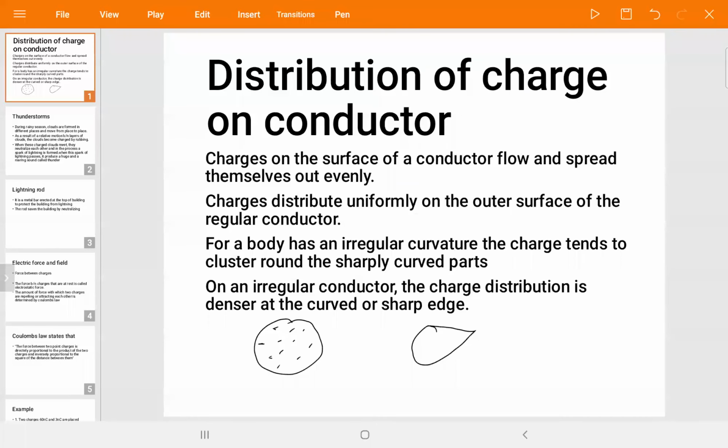When a conductor has a sharp corner, there will be much more accumulation of charge on the sharp corner than on the wider part. The sharp corner will have more charge, or charge will accumulate, or more charge will be found at the sharp corner. So at this point, there is more charge at a sharp corner.